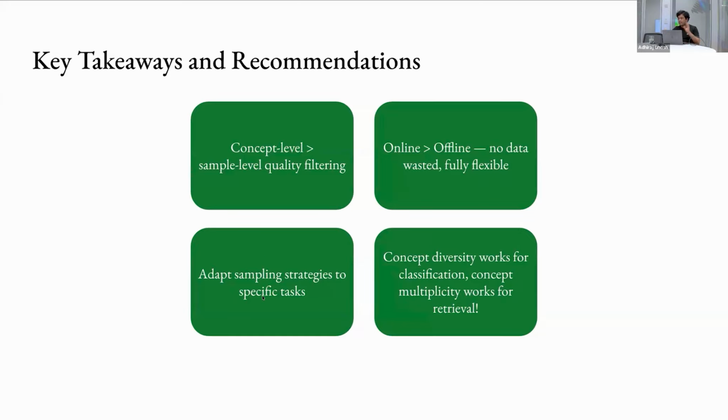The main scientific takeaway is that you should adapt sampling strategies to different types of tasks. We classified them as classification, retrieval, captioning, etc., not specific datasets within these tasks. So we still keep it very broad. We are not overfitting to specific benchmarks, of course. So we should have some kind of task-adaptive curation, which is beneficial. And yes, concept diversity works for classification. Please note that. And concept multiplicity, or having complex scenes for training, works well for retrieval.